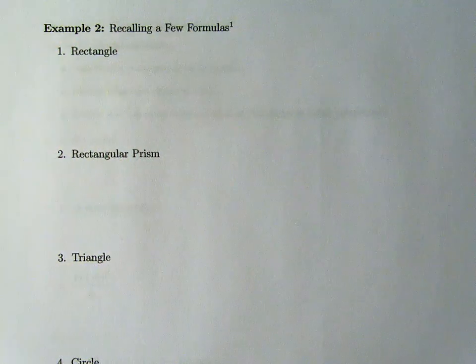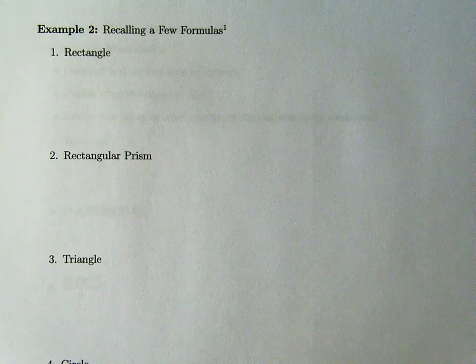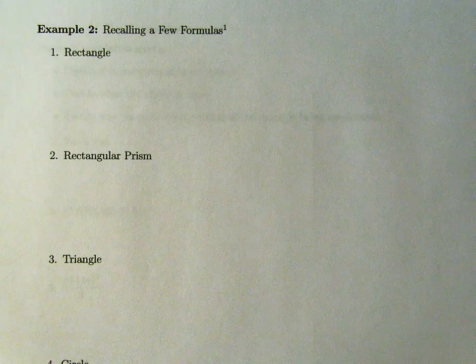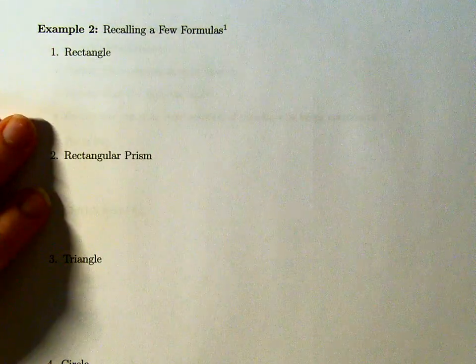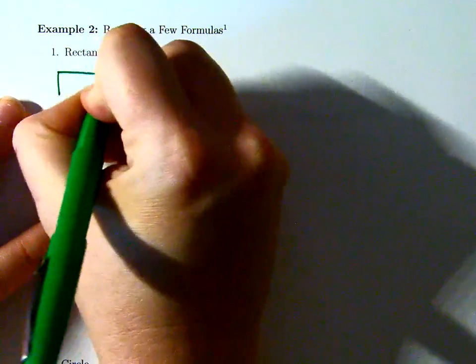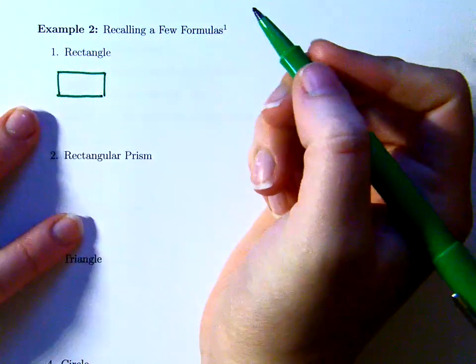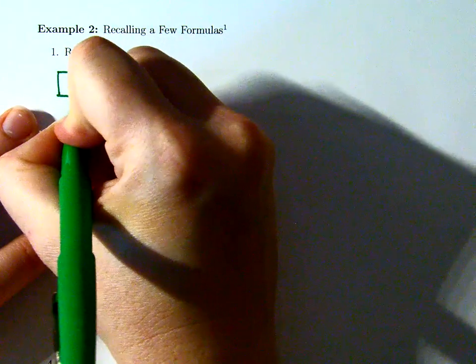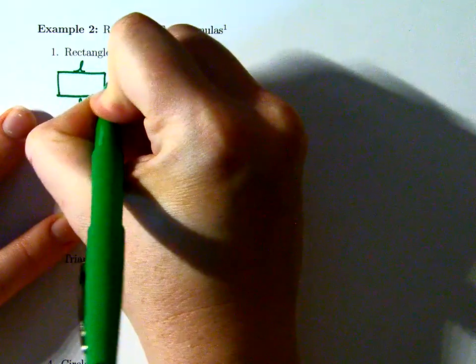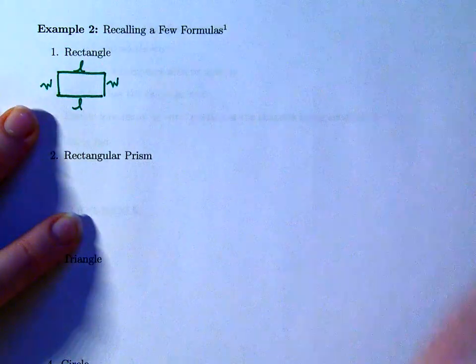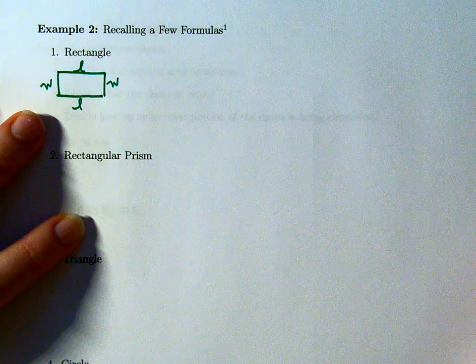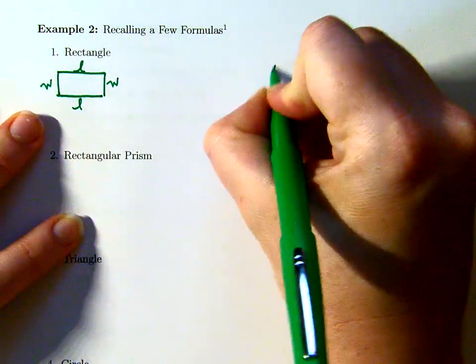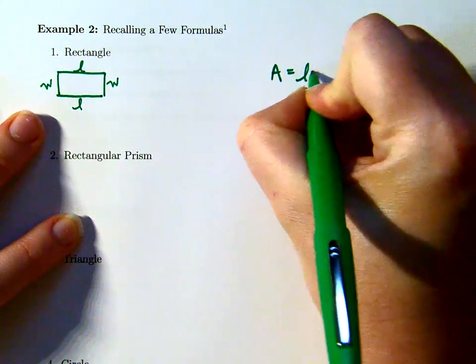Okay, let's think back through the years about some formulas that we've used and accumulated over time. So, rectangle. And I'm going to label it. I'll call this the length, and I'll call this the width. Immediately then, I know that the area is length by width.